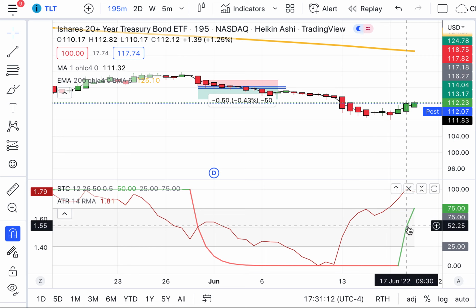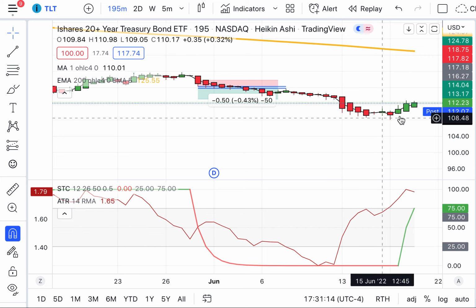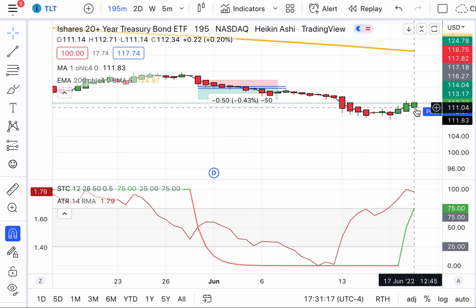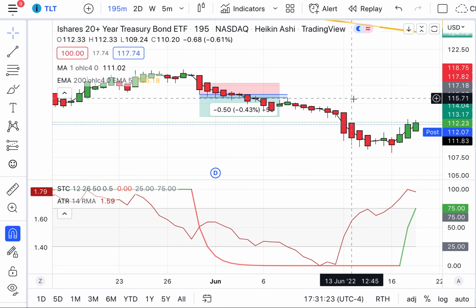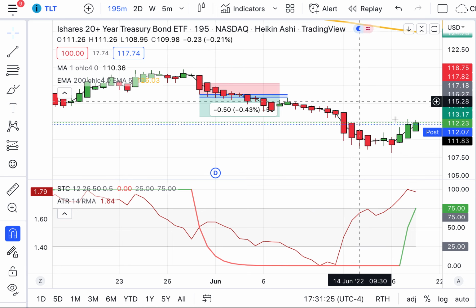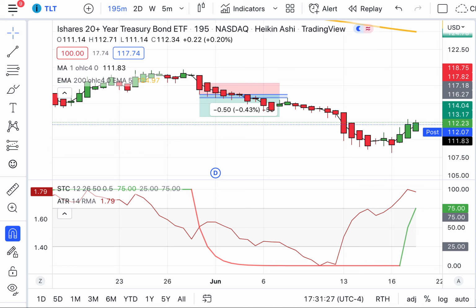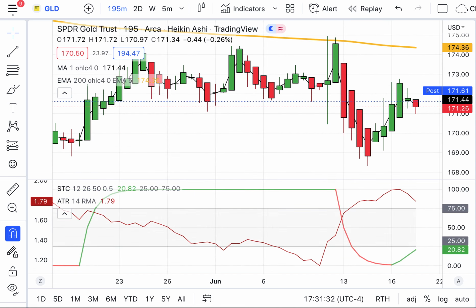What are we waiting for? We're waiting for the green to go back to red so we can short bonds again with something like puts or TBF, which is the single inverse fund, single short of TLT rather. Now let's move on to gold. Gold down for the day.